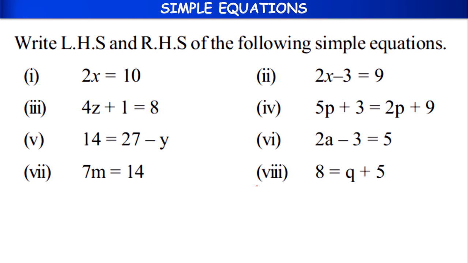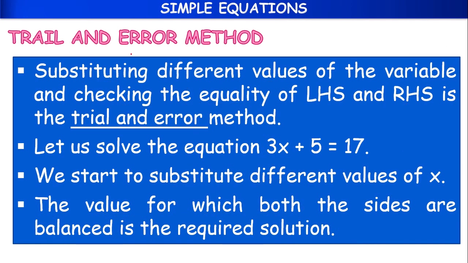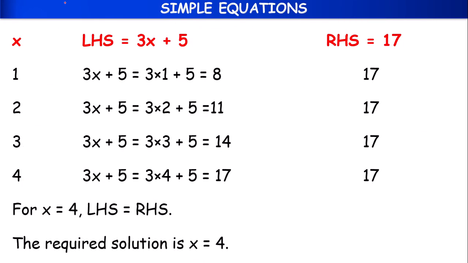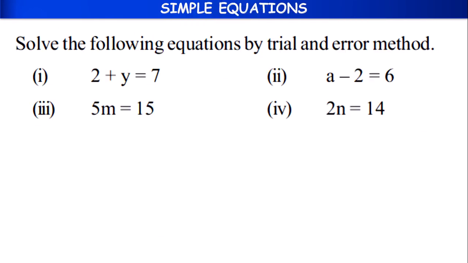And we have solved some questions. Trial and error method means substituting different values of the variable and checking whether LHS and RHS are equal or not. Like that, coming to one conclusion and finding the solution is called the trial and error method. And we have solved some examples and problems based on the trial and error method.